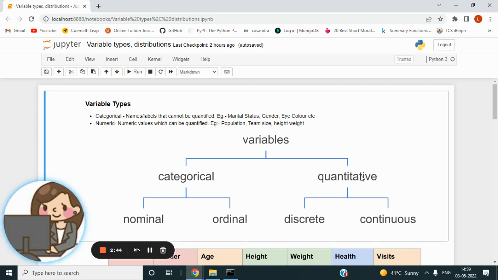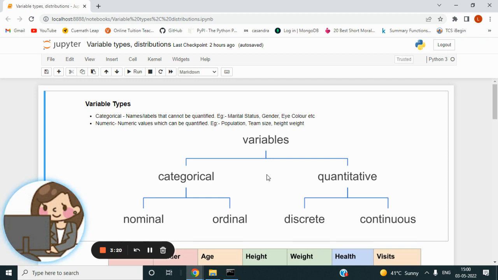There are two types of quantitative variables: discrete and continuous. Discrete variables are those which have discrete values. For example, how many times a person has paid a visit to a clinic. It should have only whole numerical values. He has visited two times, or he has visited three times. We cannot just say that he has visited 2.5 times, right? It has discrete values, that is, any values that can be counted. Anything that can be counted falls in discrete values.